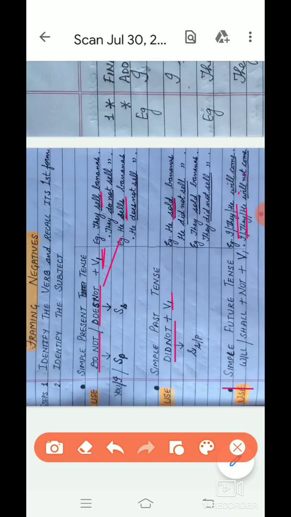Besides this, children, a PDF will be sent to you. You have to write that particular table in your language notebook, and please keep revising the simple tenses we did in the first online session and this table till we take up the next session.